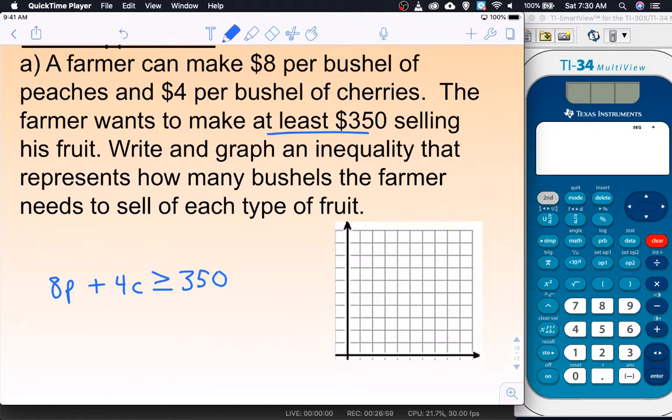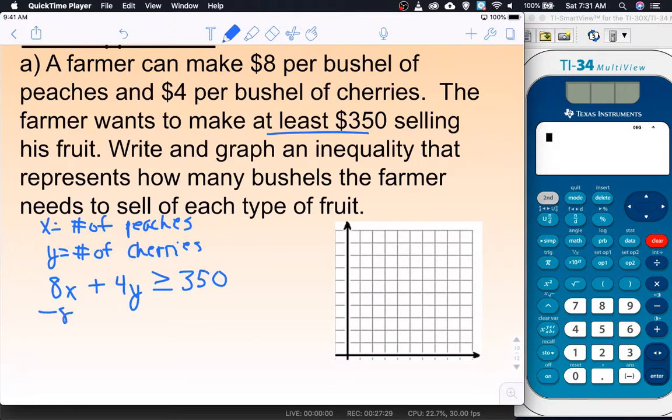So I'm going to say x equals number of peaches, y equals number of cherries, and then in my equation I would just change that. There's my peaches and there's my cherries. That's what I like to do. You could leave it with the P's and C's.